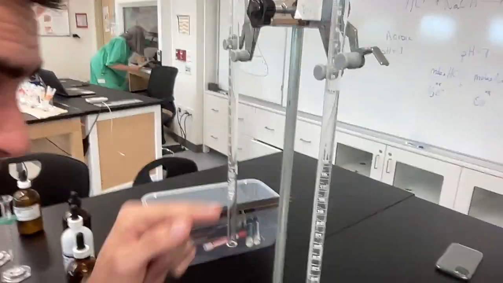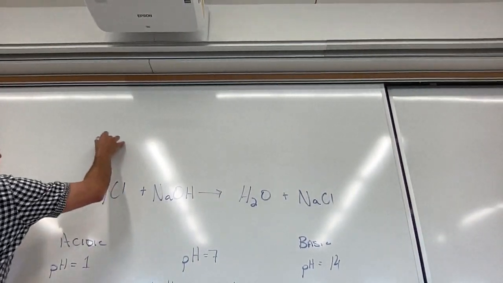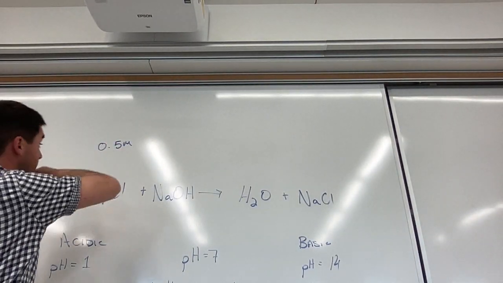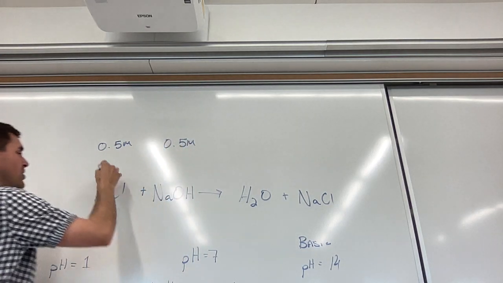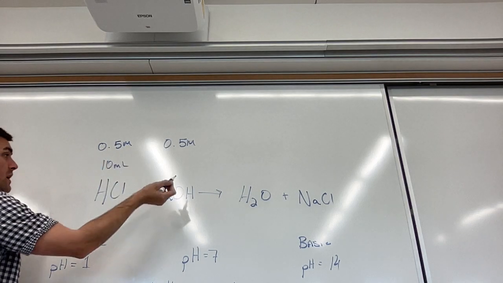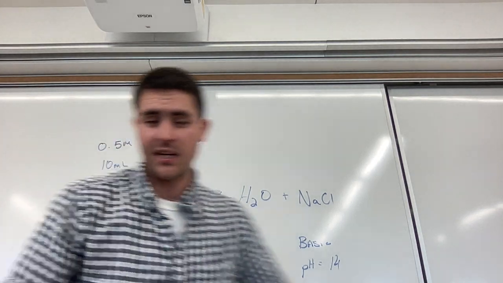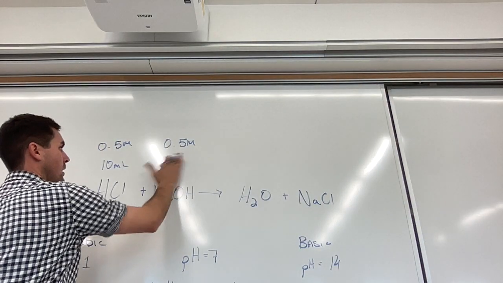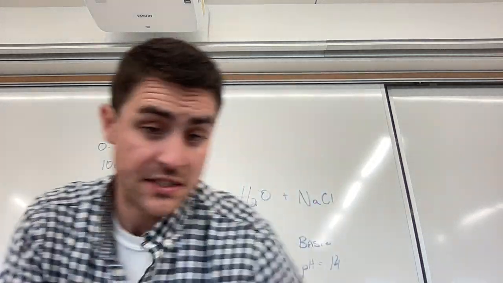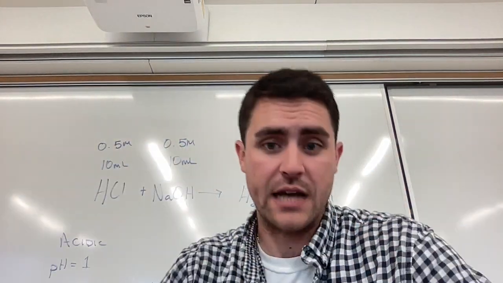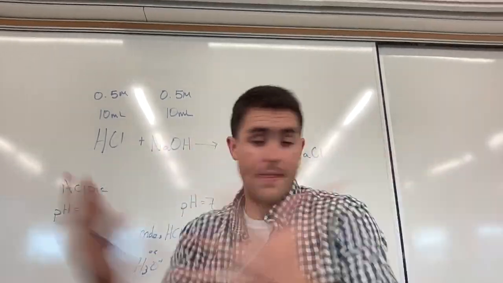If I look closely, can you see on camera? It says 10 milliliters. So think about that. We started with 0.5 molar HCl. I added 0.5 molar NaOH. I started with 10 milliliters of this stuff, and the question was, how much NaOH was I going to need to neutralize it completely? Based on the data, it was 10 milliliters. That makes good sense, right? If I have the same concentration, I should use the same amount of each chemical, and that'll neutralize it.